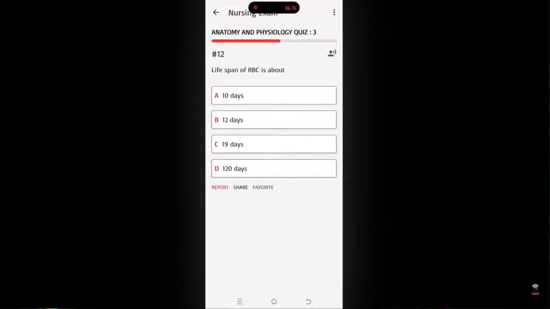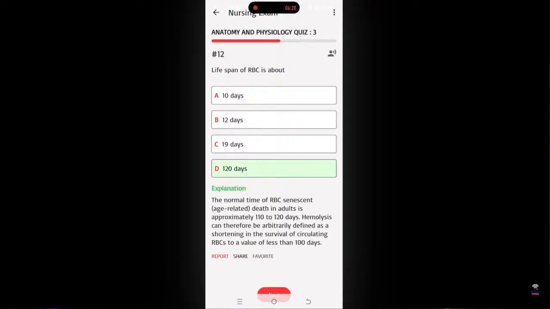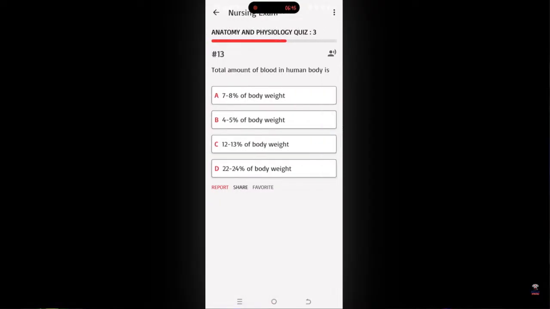Lifespan of RBC is about A. 10 days, B. 12 days, C. 19 days, D. 120 days. Correct answer. The normal time of RBC senescent age-related death in adults is approximately 110 to 120 days. Hemolysis can therefore be arbitrarily defined as a shortening in the survival of circulating RBCs to a value of less than 100 days.